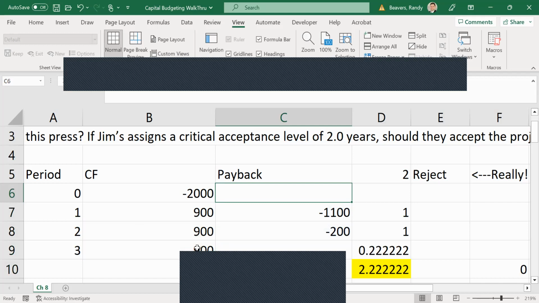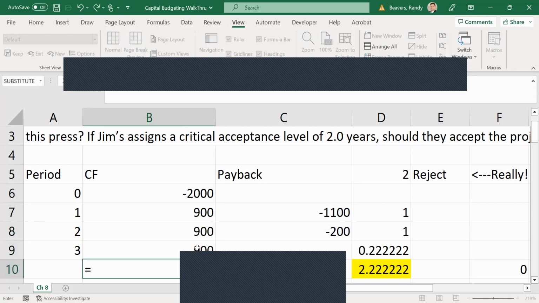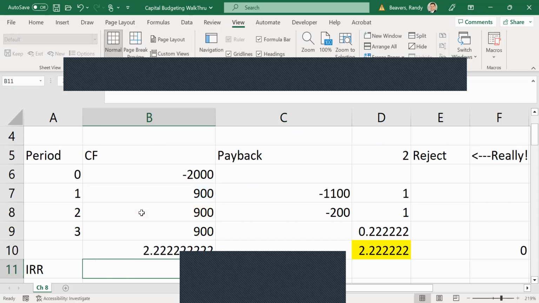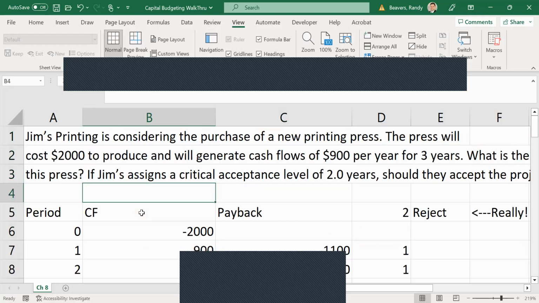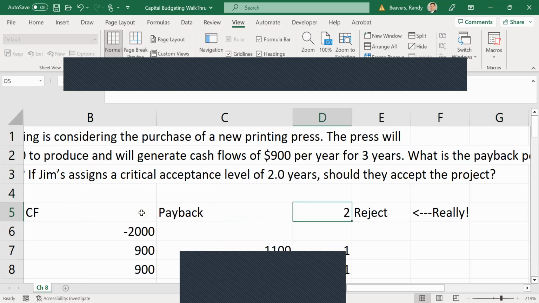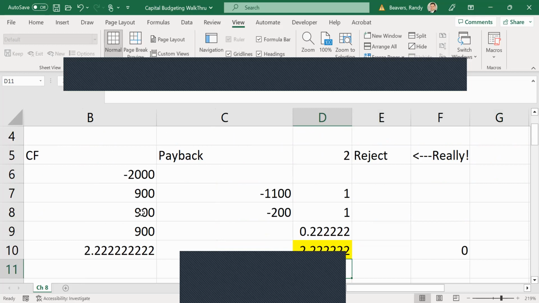This process will work for any sort of cash flow. One could have also just done, since all the cash flows are the same after the first one, 2,000 divided by 900, but that only works if the cash flows are the same. You would also get 2.22. If the critical acceptance level is 2 years, we would reject the project. It may or may not actually be a good idea.